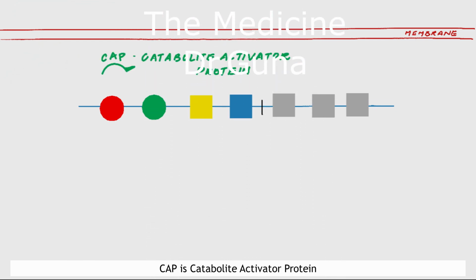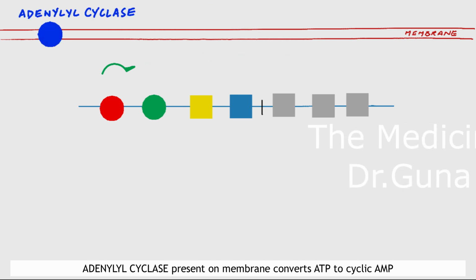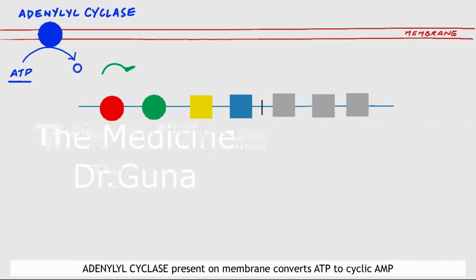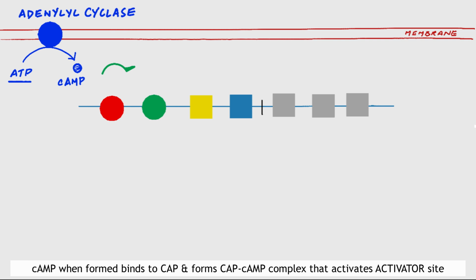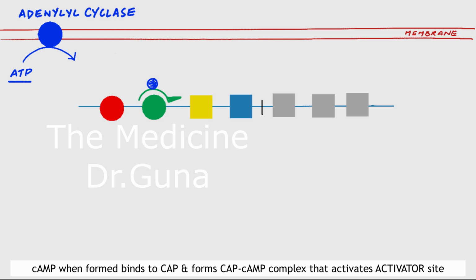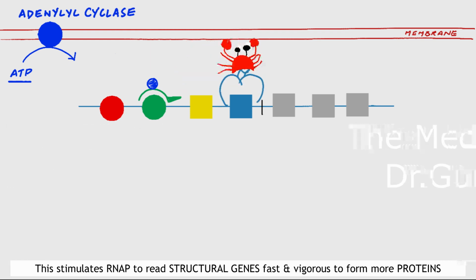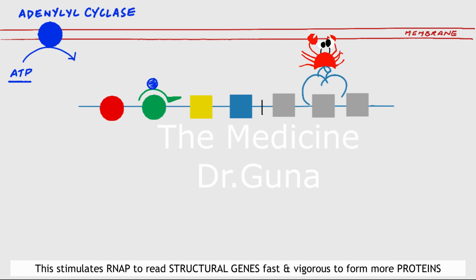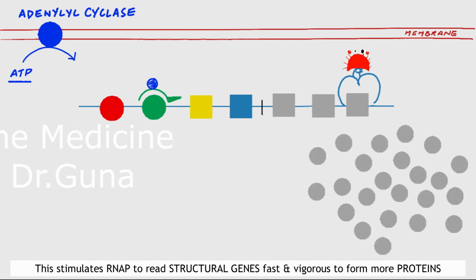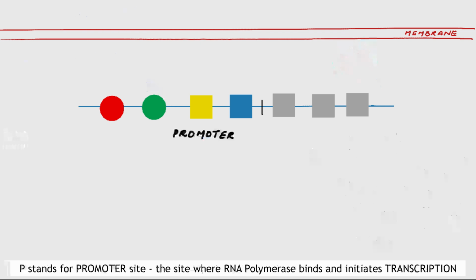CAP is catabolite activator protein. Adenylyl cyclase present on the membrane converts ATP to cyclic AMP. Cyclic AMP, when formed, binds to CAP and forms the CAP-cAMP complex that activates the activator site. This stimulates RNA polymerase to read structural genes fast and vigorously to form more and more proteins.